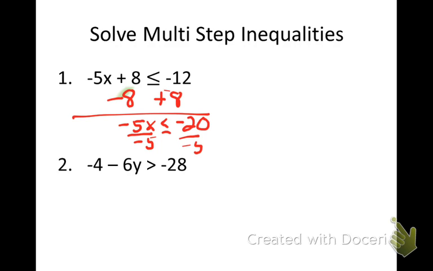Since I am dividing by a negative, I need to reverse my inequality symbol. 20 divided by 5 is 4. The signs are the same, so it is positive.